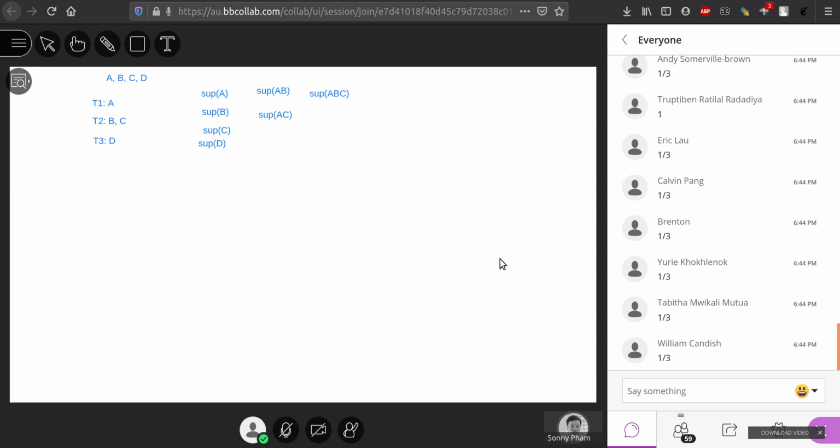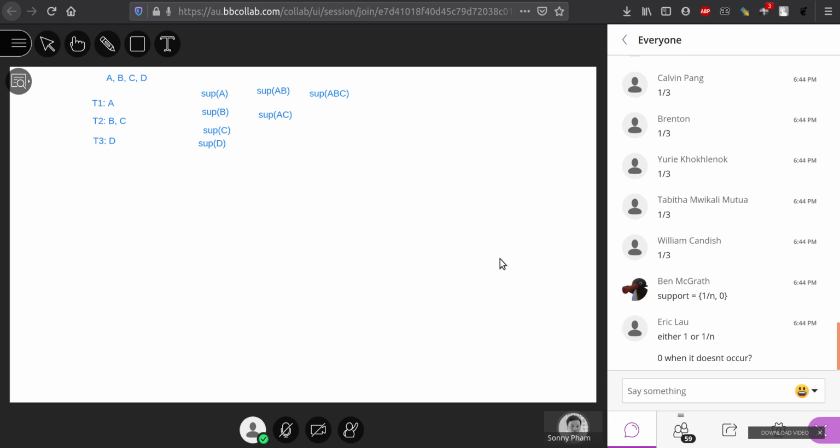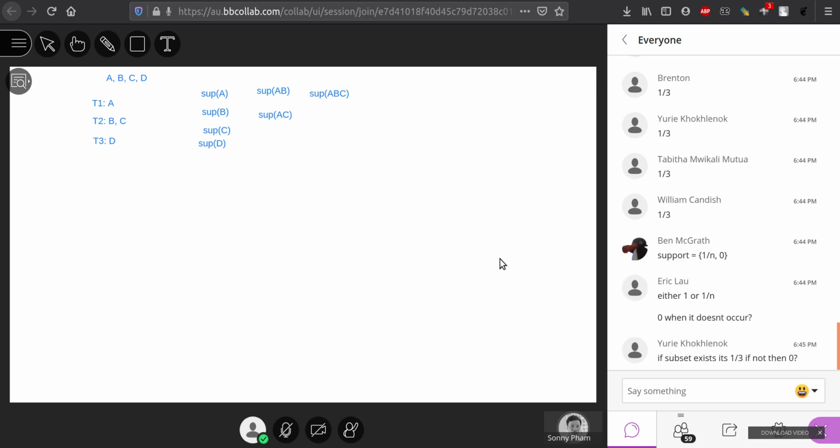From there, what can you say? We can see that there are only 2 possibilities. Exactly, it is either 1/3 or 0. So my question to you is, when is it 1/3 and when is it 0? Of course, 0 is when it doesn't occur. Yeah, correct.